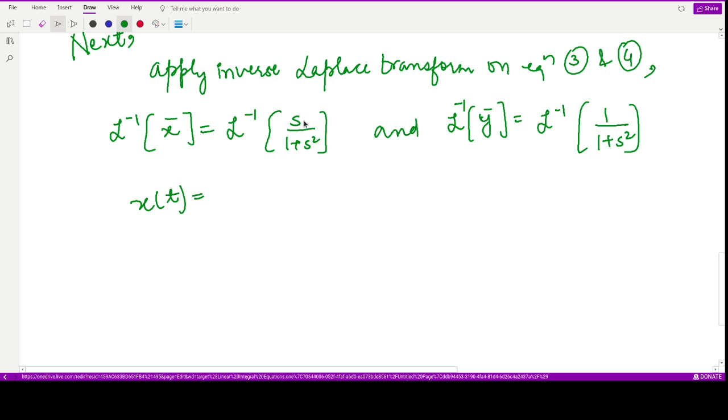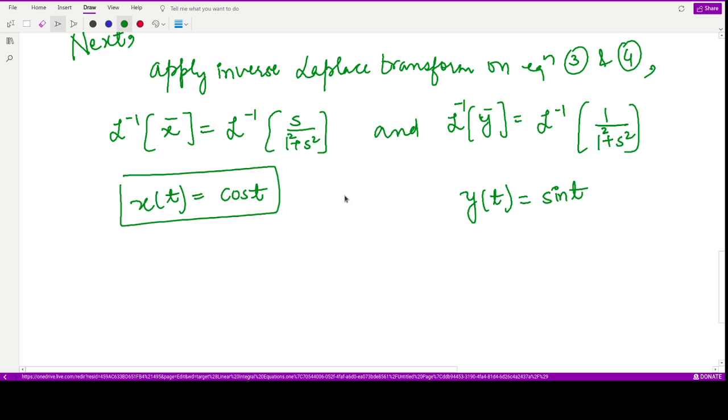So this is equal to, according to the formula, cos of t, and according to this formula, y of t would be equal to sine of t, because you can write 1 to be 1 square and 1 to be 1 square. So that is why these are the answers. So x is equal to cos t and y is equal to sine t, that gives you the answer. And these are the answers to the simultaneous differential equations, where we have solved these using the Laplace transform.